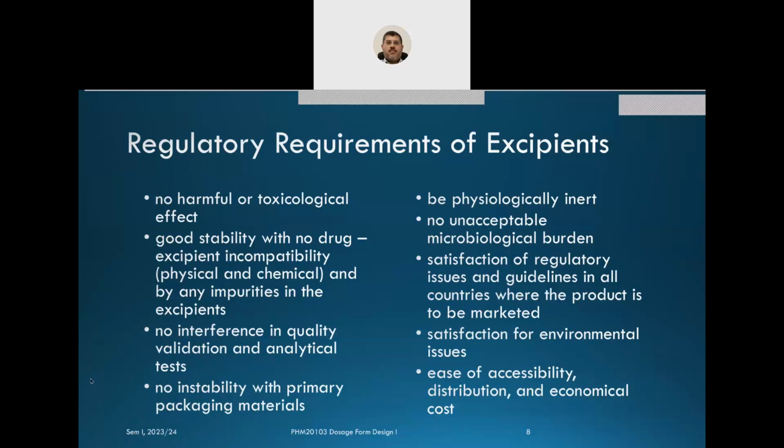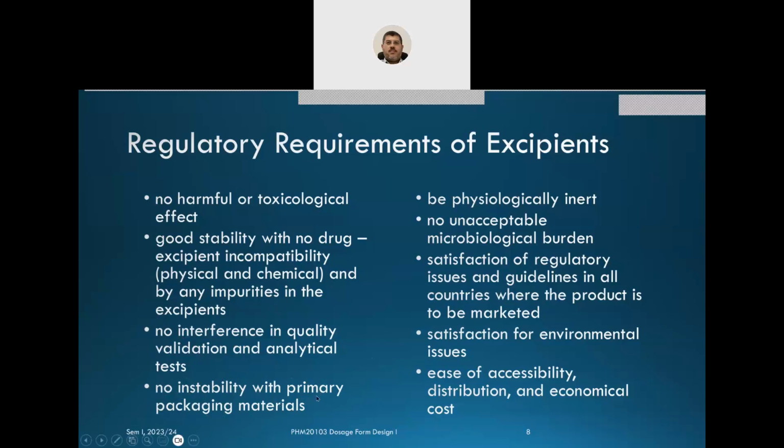So usually in the evaluation of analysis methods, you should also prove that excipients will not interfere with the results. There should be no instability or incompatibility with the primary packaging material. Primary packaging material is the packaging material that will come into contact with the drug product.